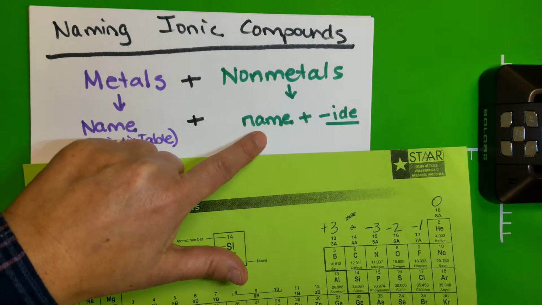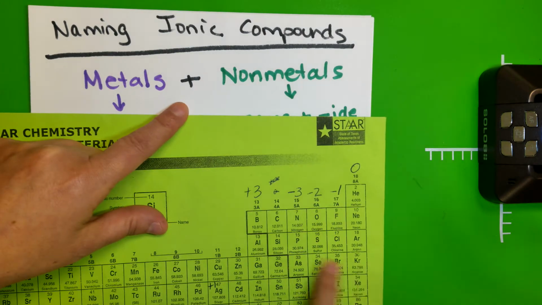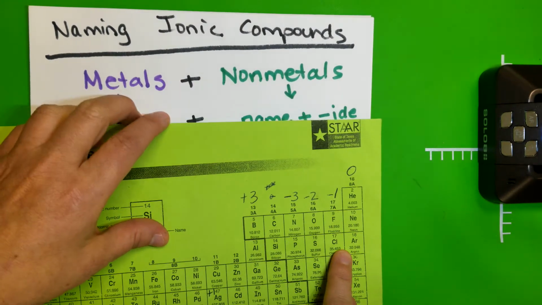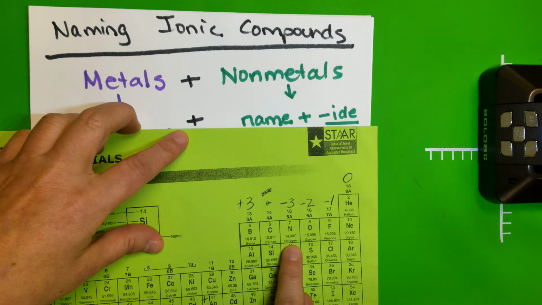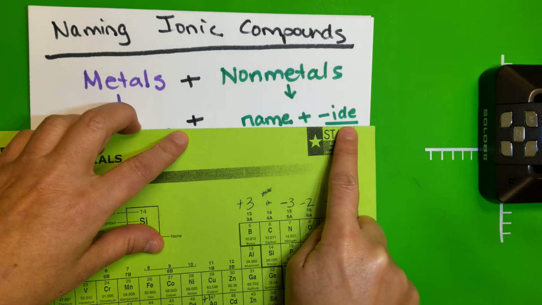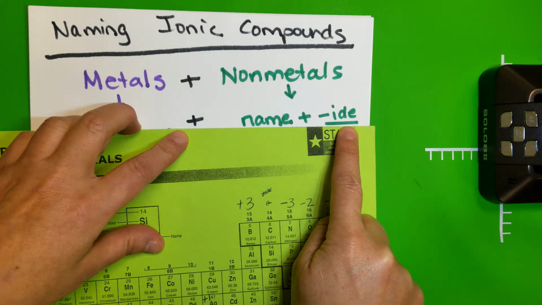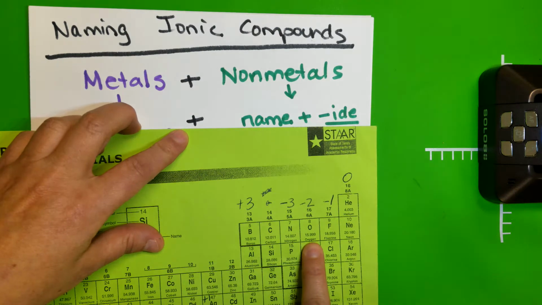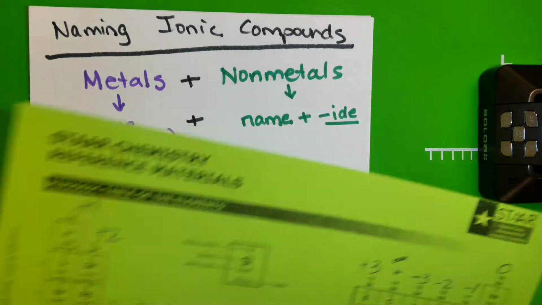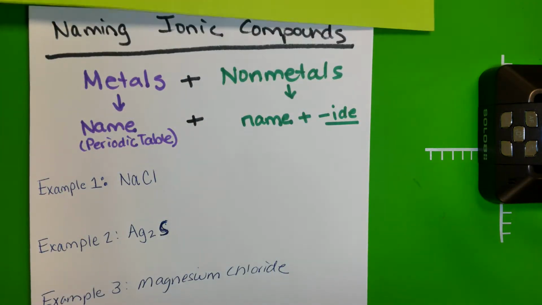The non-metals are going to be named just like nitrogen, which will be nitride. At the end, it will be IDE. Okay, at the end, it will be IDE. So we're going to practice those, and I have four examples.